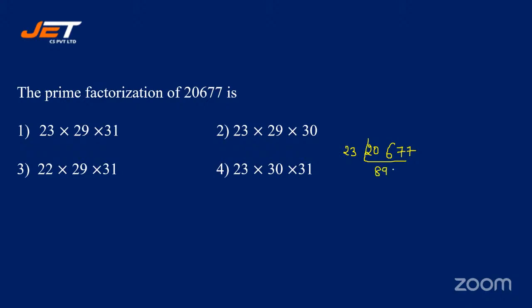Now we should see 899 will go in what number? It would go in 31 and 29 times. So 29 is a prime number, it will go only in 29. By now you must have guessed the answer. It is none other than 23 into 31 into 29. So that is the prime factorization.